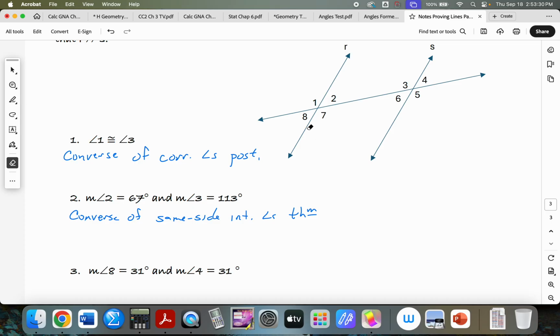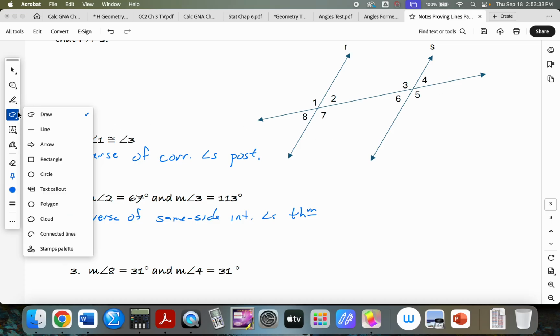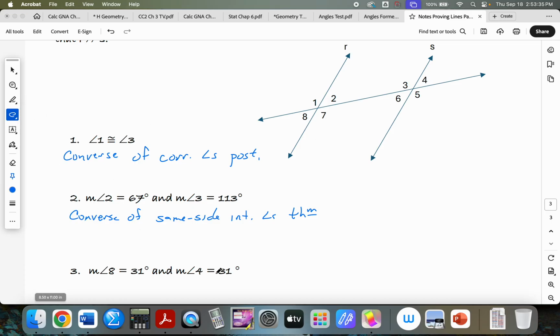Measure of angle 8 is 31, the measure of angle 4 is 81. What type of angles are 8 and 4? Alternate exterior. What relationship are they supposed to have? Congruent. If they're both 31, are they congruent? Yeah. So this is the converse of the alternate exterior angles theorem.